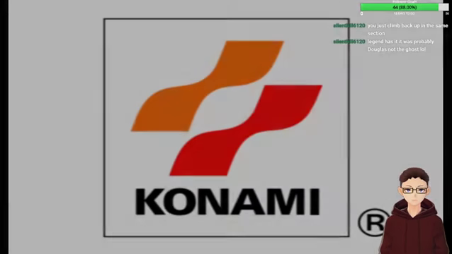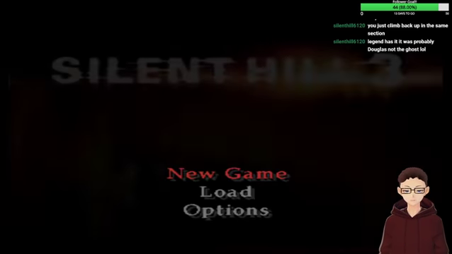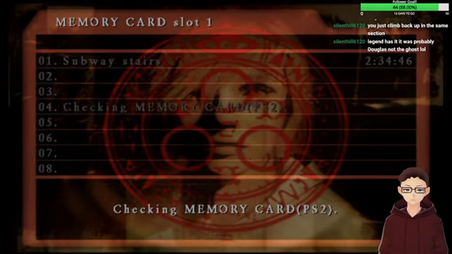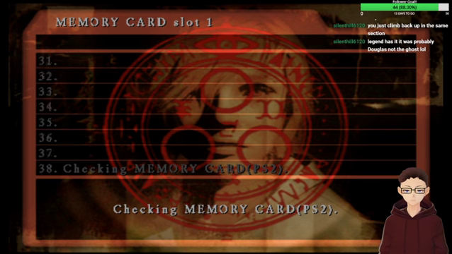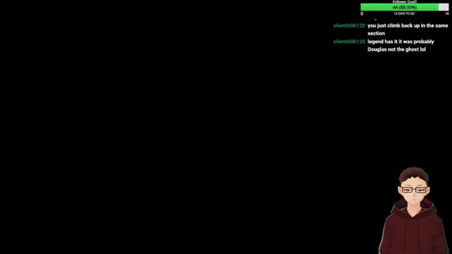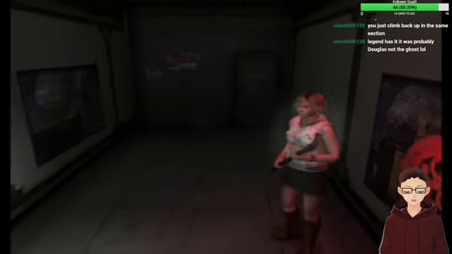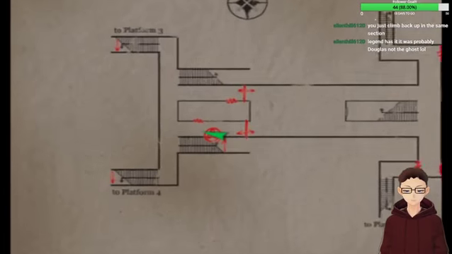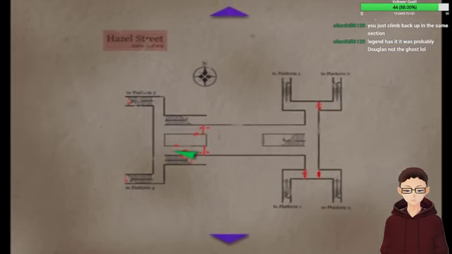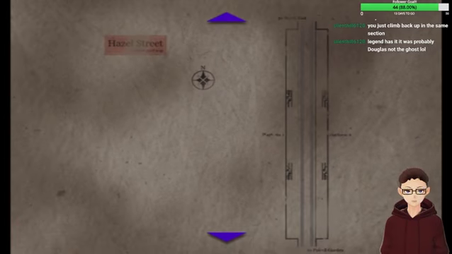Doop, doop. Okay, we're good. We're good, guys. We're good. Alright, load. Oh. Maybe I can fight the dogs better this time. Look at the bright side. Okay. That's Hazel Street.